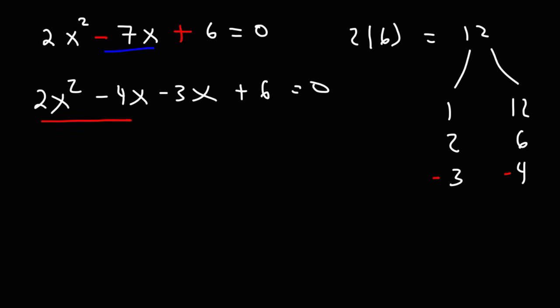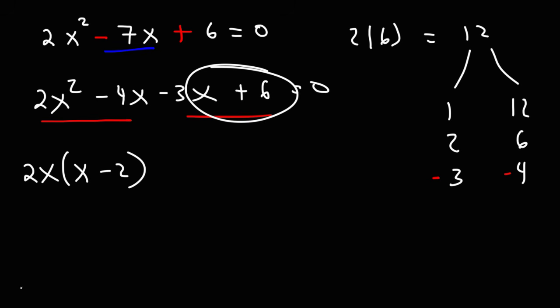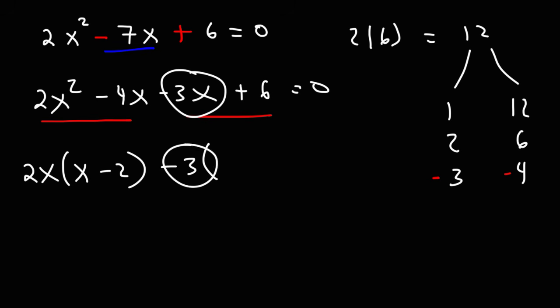Now let's factor by grouping. In the first two terms, we're going to take out the GCF, which is 2x. If you divide 2x squared by 2x, you're going to get x. If you divide negative 4x by 2x, you're going to get negative 2. Now, in the next two terms, we're going to take out the GCF, or the greatest common factor, which is going to be negative 3. Negative 3x divided by negative 3 is x. Positive 6 divided by negative 3 is negative 2.